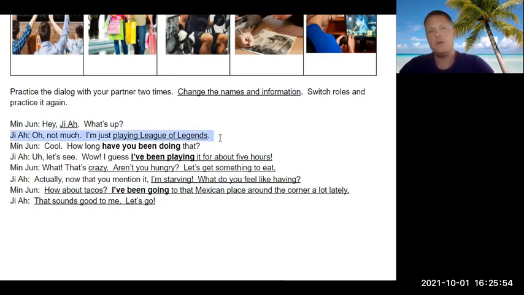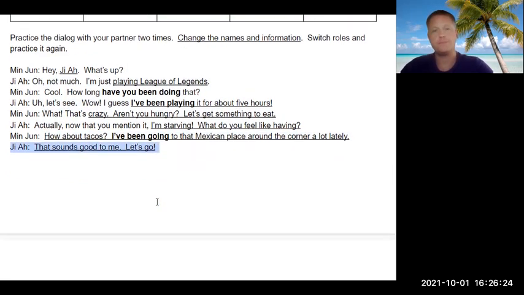Not a whole lot. I'm just reading this book. Let's see. Wow, I guess I've been reading it all day since this morning. Yeah, you're right. Now that you mention it, I'm really hungry. What do you feel like eating? That sounds great. Let's go.